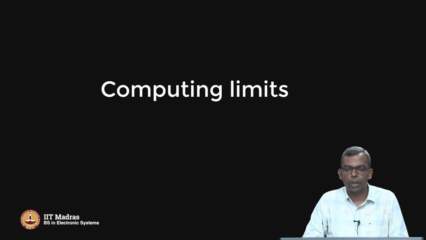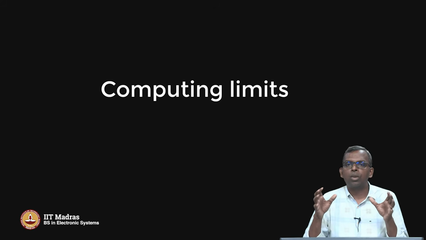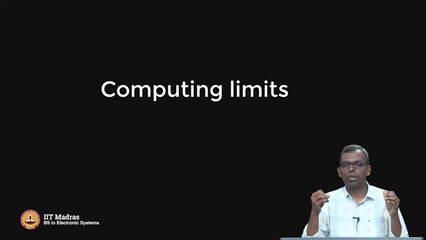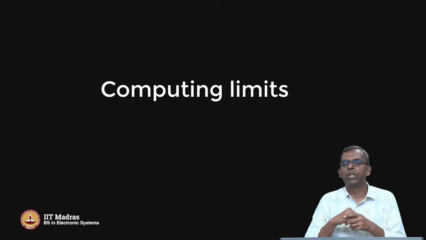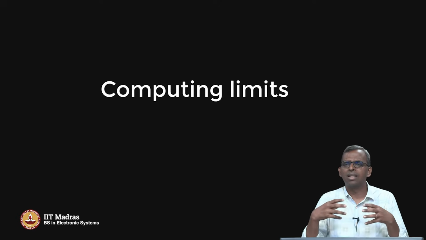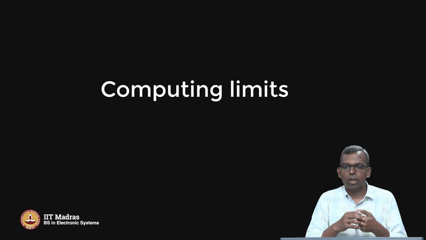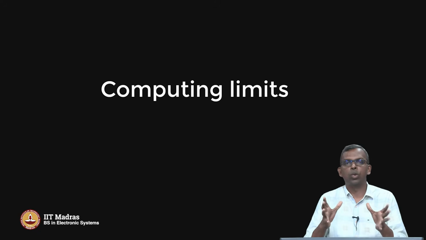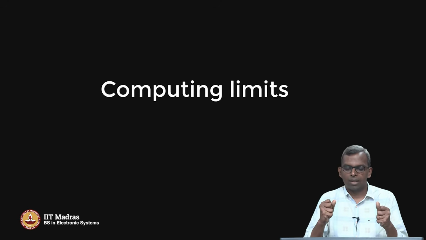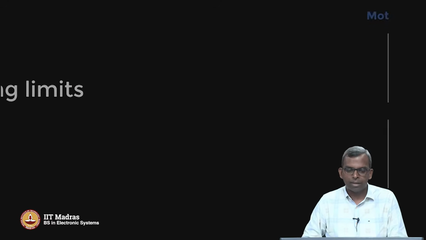We'll keep that going. Now that we know a few limits, we know the constant limit, we know the limit of 1 by n equal to 0. It turns out you can use this to compute more and more limits. So in this lecture we're going to see how to do that. For doing that you need some rules.